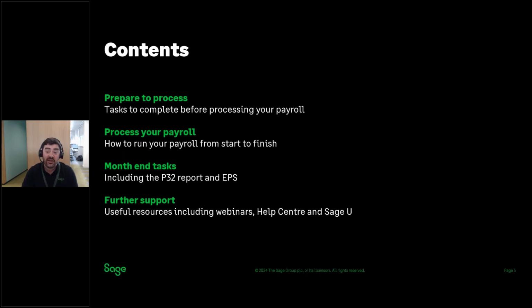For the main demo today, though, we're going to be processing a payroll. So I'm going to run through a typical pay run, start to finish, highlighting 5 of your key tasks. And I'm also going to explain where other tasks fit in and around that process. Once we've completed that payroll, I'll run through the month-end procedure, including how to run a P32 report and submit an EPS where needed. And then at the end, I'll go through the further support available to you, including useful resources such as other webinars we're running, our help centre and Sage University.